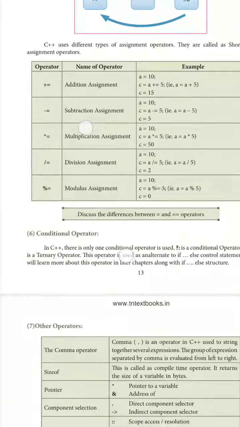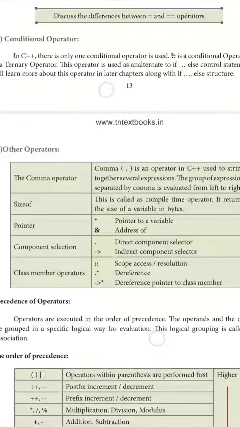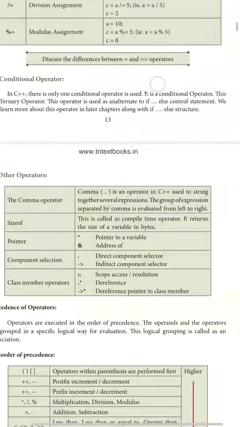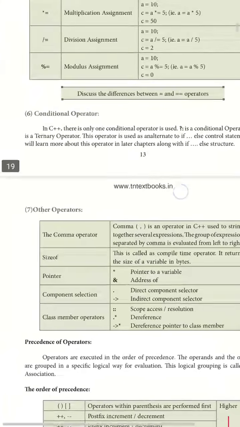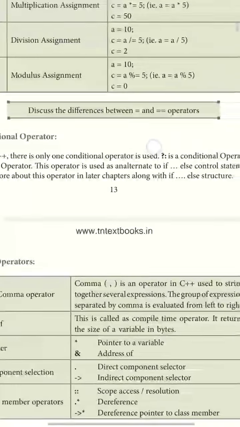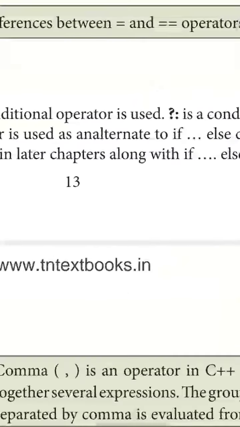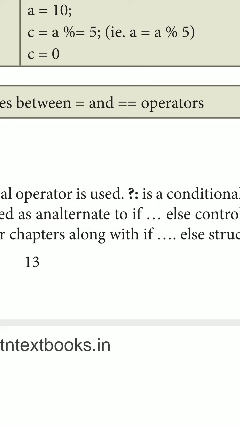Okay, so next is the conditional operator. So this kind of condition can be discussed. There is an example here: question mark and colon. So this is the conditional operator, which we'll discuss in the forthcoming chapters. You'll be having a separate control statements chapter, so that can be discussed in that particular chapter.